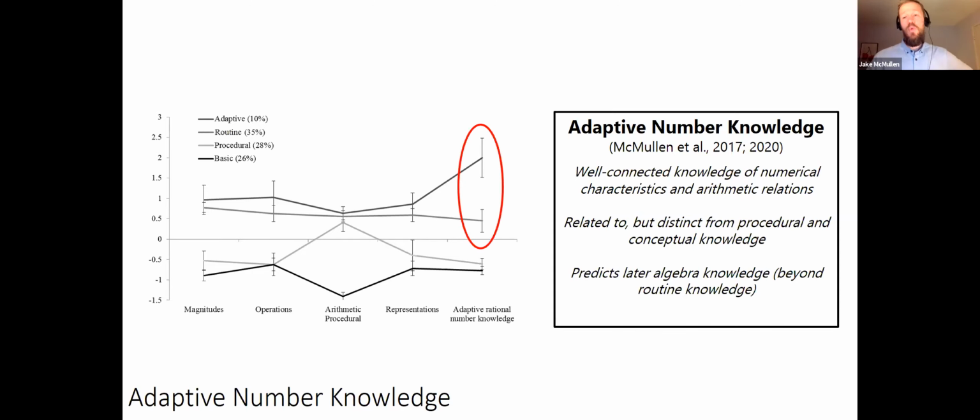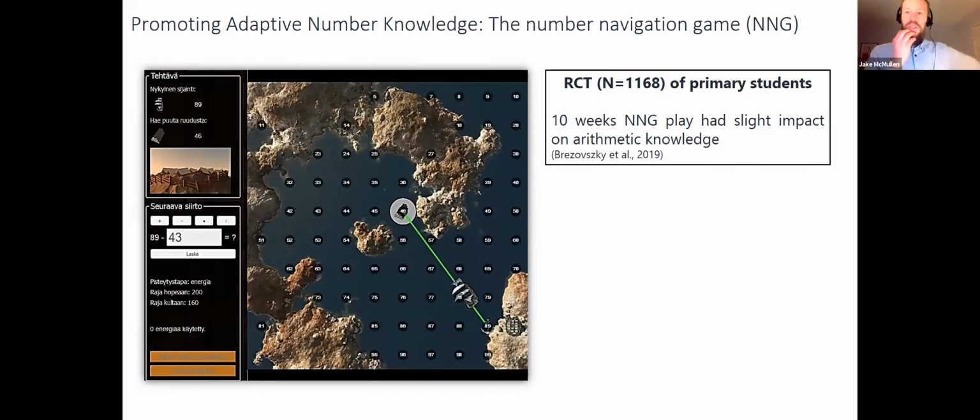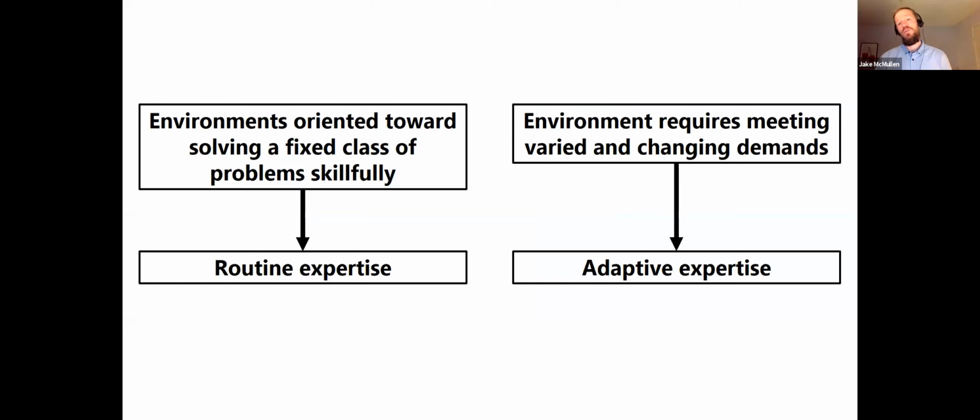Right, so we wanted to design an intervention to promote this adaptive number knowledge. So we used this work by Feltovich and colleagues. Sorry, the citation's missing. But yeah, Feltovich and colleagues outlined some features of learning environments that are going to promote this adaptive expertise. And of course, one of the main ones there being that they involve meeting varied and changing demands instead of just these fixed classes of problems that need to be solved skillfully.